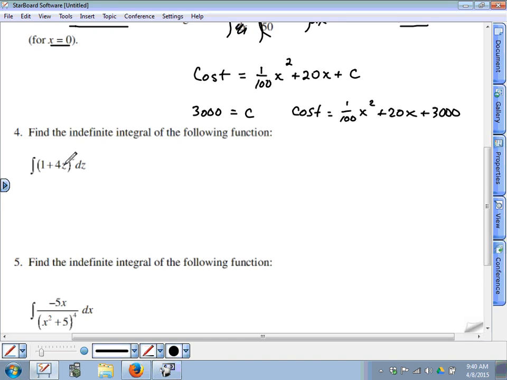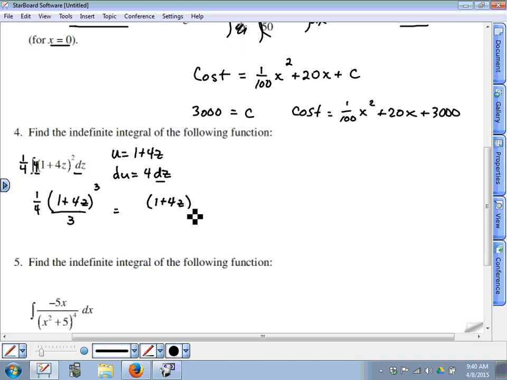Okay, there's two ways you can do question 4 here. You can use u substitution, and then we've got the dz right here, but we're missing a 4, so if I place a 4 there, I have to place a 1/4 in front of the integral. Now all the pieces are where they need to be. So just using the general power rule, you get this answer. That's option 1.